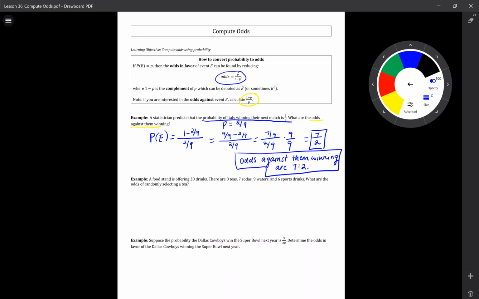So that's a good example because I think a lot of us watch sports and we hear people on TV talking about odds. So that's what this means.